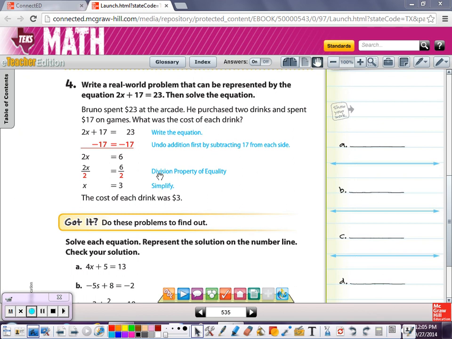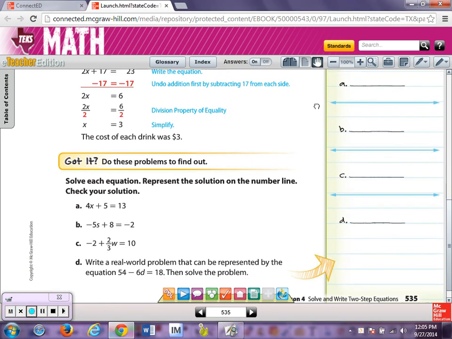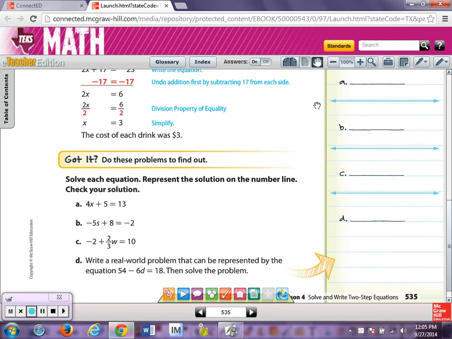Now your goal, or your objective now, is to go ahead and solve A, B, C, and D. Refer to the previous examples 1, 2, 3, and 4 to solve these problems. If you have any questions, come in the morning before class so we can maybe check your answers or just try to get some resolution.